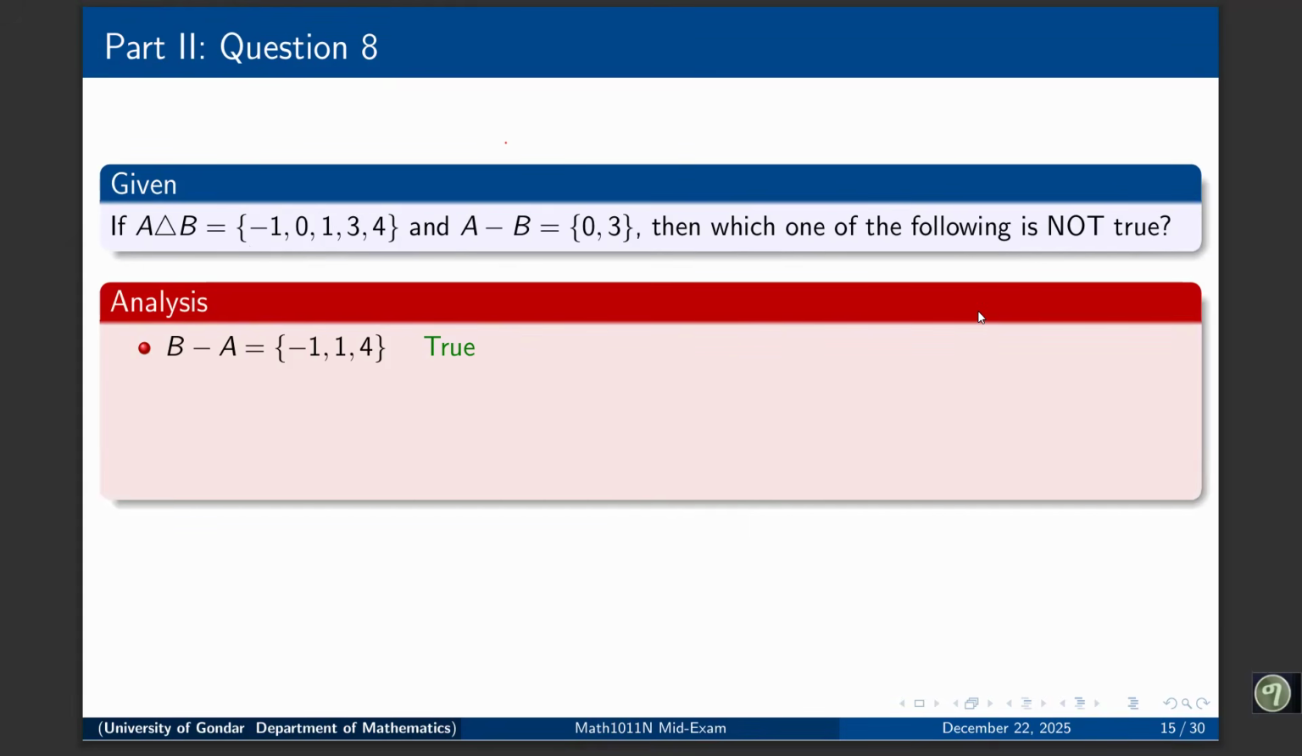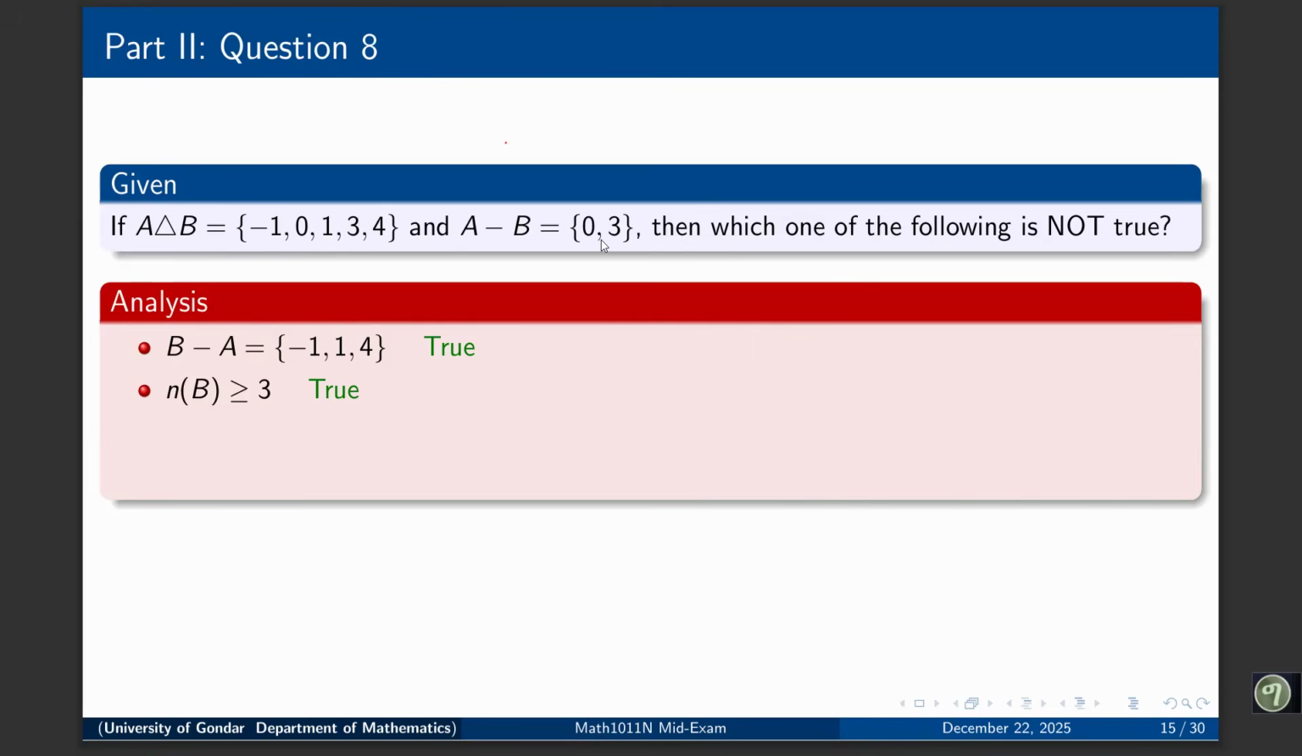Let us see the analysis here. We know that B minus A is equal to minus 1, 1, and 4, because we know that the symmetric difference is this one and A minus B is this one. Therefore, if we take away the range of 3 from this one, or simply the symmetric difference, because the symmetric difference is A without B union B without A, B minus A could be this one, that's minus 1, 1, and 4, without A minus B. So that is true.